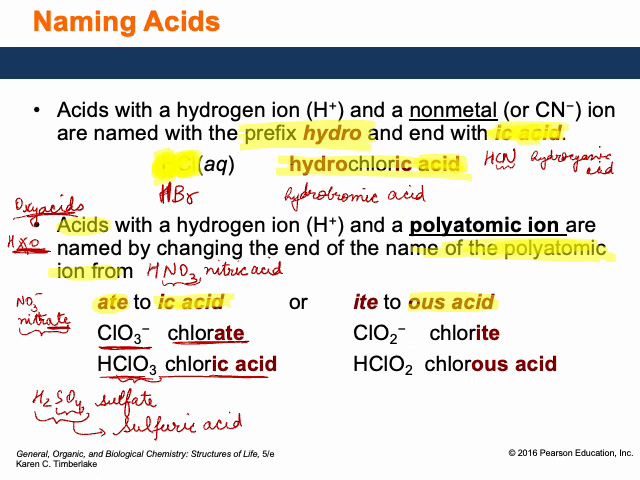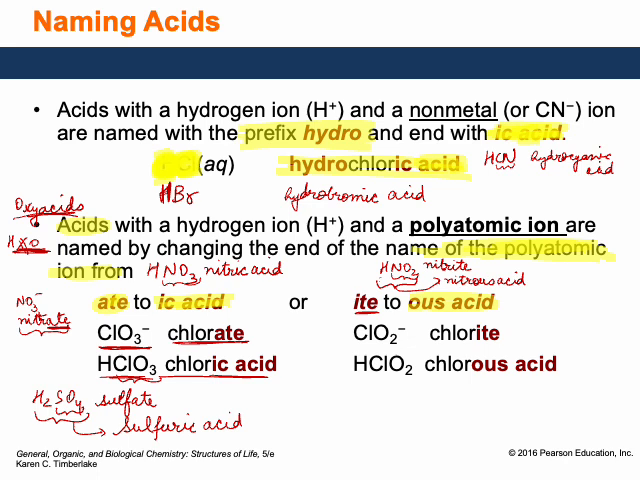How do you name an oxyacid? Sometimes your polyatomic ion name ends with "ite." For instance, if I say HNO2, again, it's an acid starting with hydrogen. What is the name of this ion? NO2 minus is the nitrite ion, right? If this is nitrite, you replace the "ite" with "ous," so it is going to be nitrous acid.